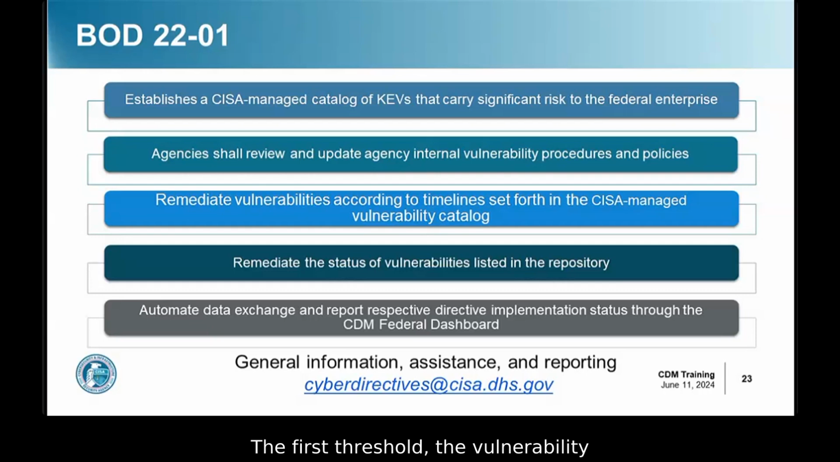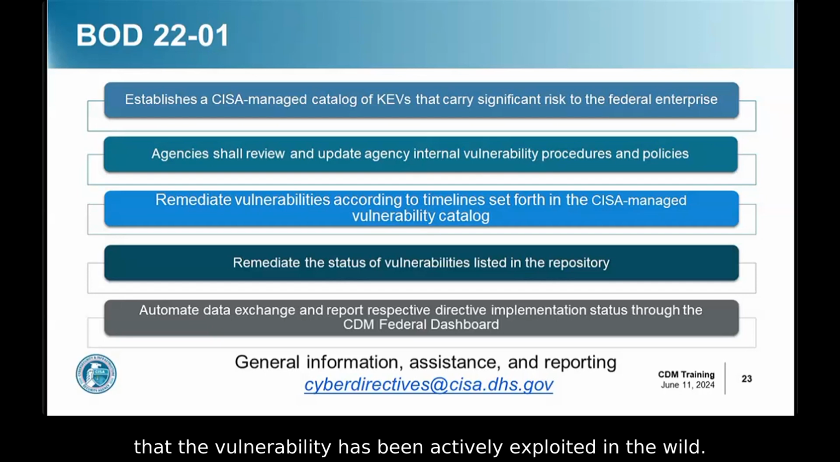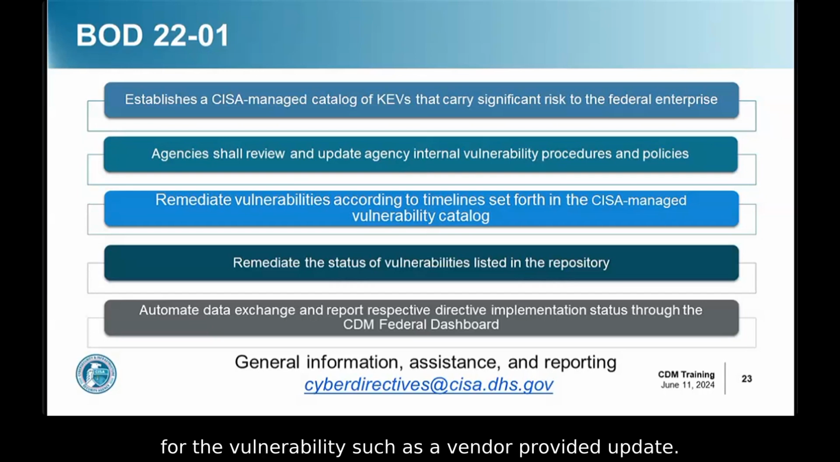The first threshold: the vulnerability has an assigned Common Vulnerabilities and Exposures, or CVE, ID. The second one: there's reliable evidence that the vulnerability has been actively exploited in the wild. And then the third one: there is a clear remediation action for the vulnerability, such as a vendor-provided update.